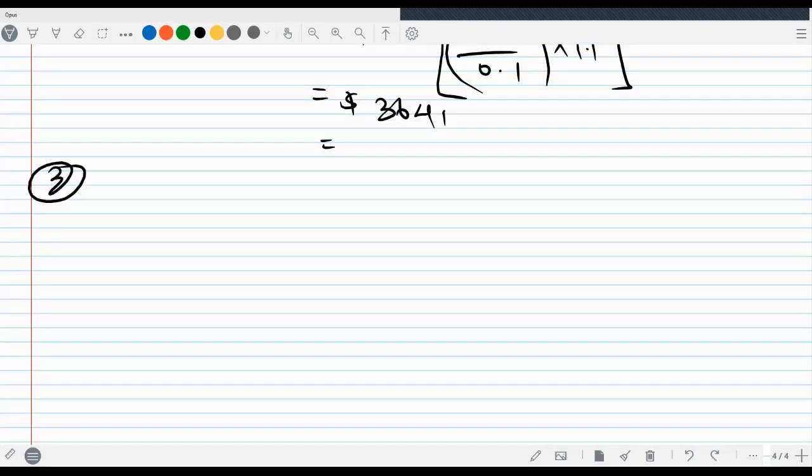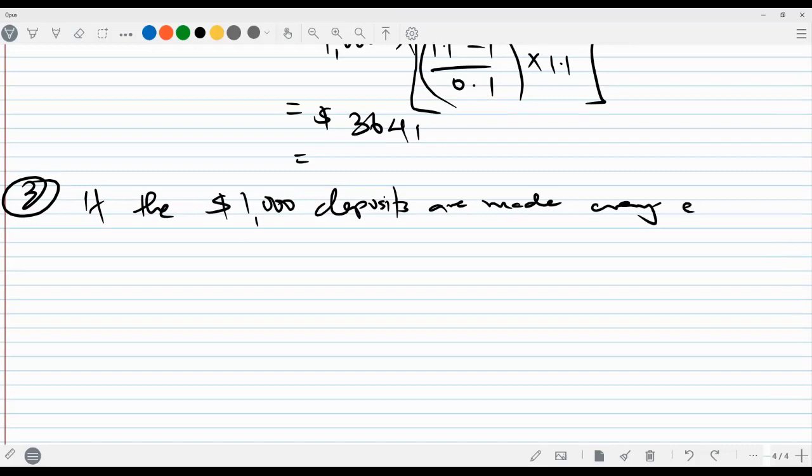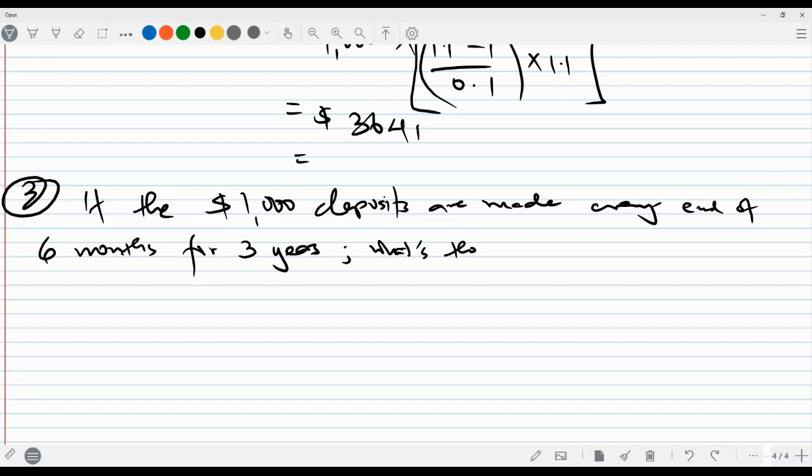Let's try another example. If the investment is a continuation, if the 1,000 deposits are made every 6 months, what would be the deposit value for 3 years? The deposit value at the end of year 3. Can you do that?